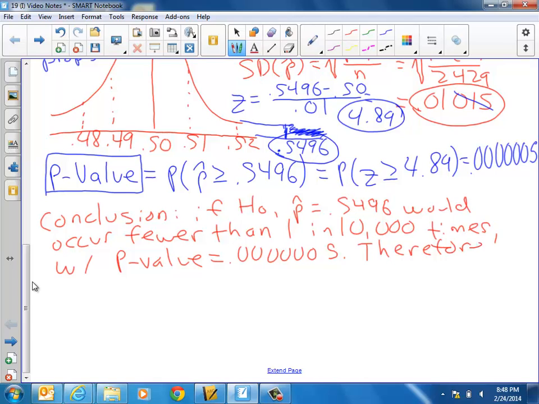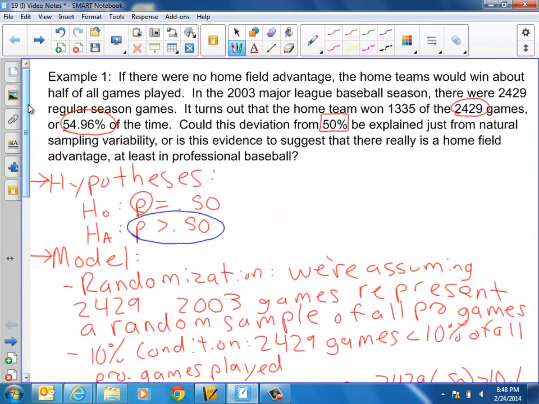Therefore, I reject the defendant's argument here that the win rate's 50% in favor of the alternative case that the defendant's guilty, i.e. that the true population proportion, the true win rate for teams when they have that home field advantage is indeed greater than 50%. That is to say that home field advantage is a real thing.